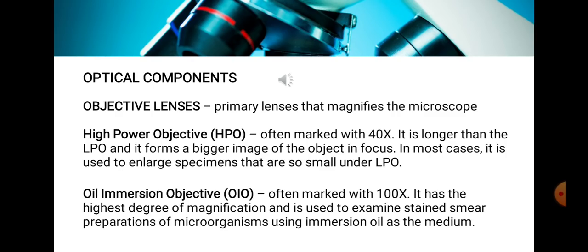We also have our oil immersion objective or the OIO. It is often marked with 100 times magnification. It has the highest degree of magnification and it is used to examine stained smear preparations of microorganisms using immersion oil as the medium.